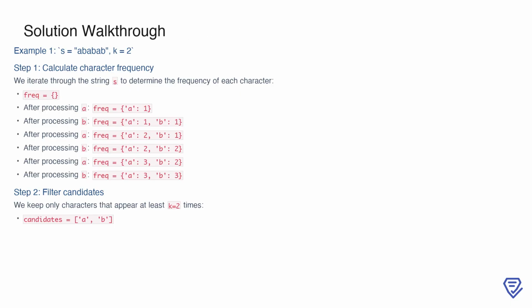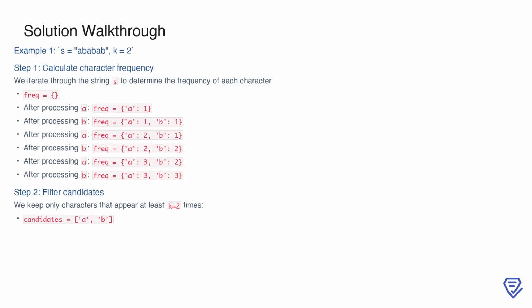To solve the problem, we start with the example where s equals ababab and k equals 2. The first step is to calculate the frequency of each character in the string. As we go through the string, we update the frequency dictionary. Initially, it's empty, but after processing each character, it gets updated: a 1 after the first a, b 1 after the first b, and so on. By the end, we find that both a and b appear 3 times, so the final frequency dictionary is a 3, b 3.